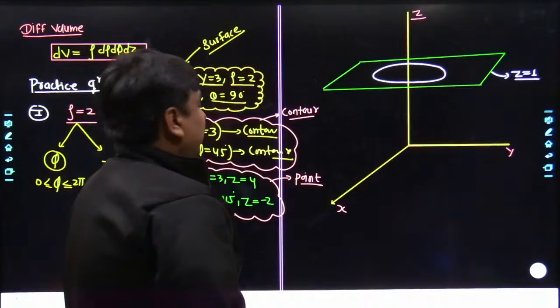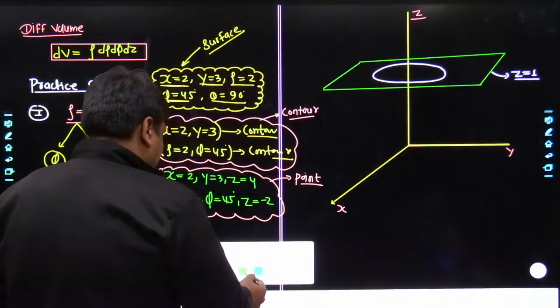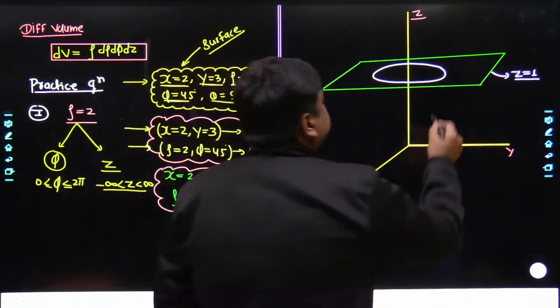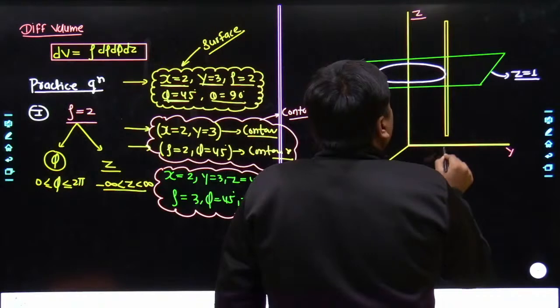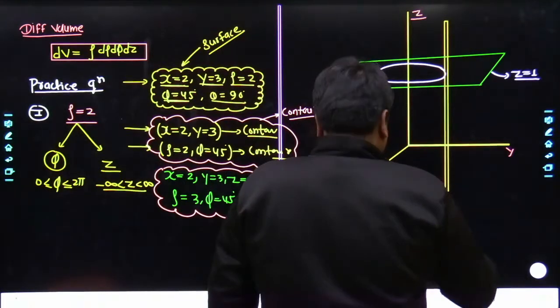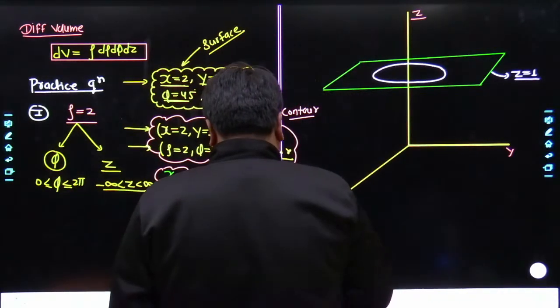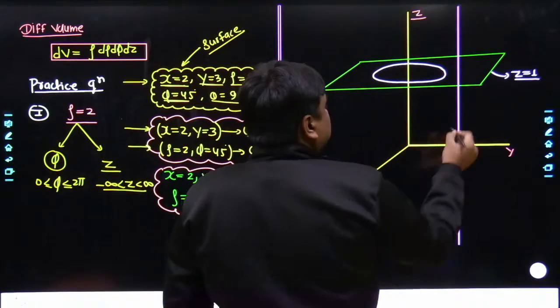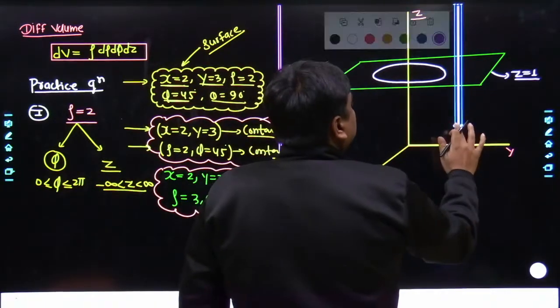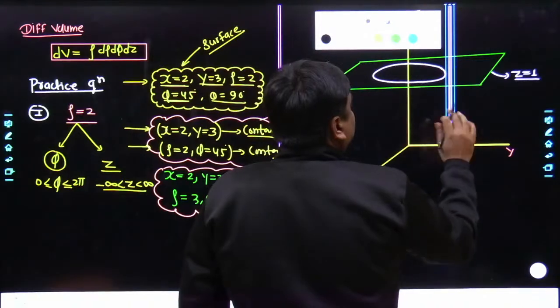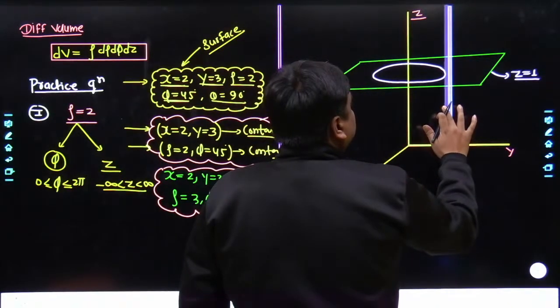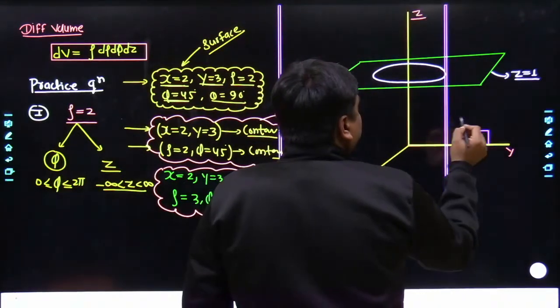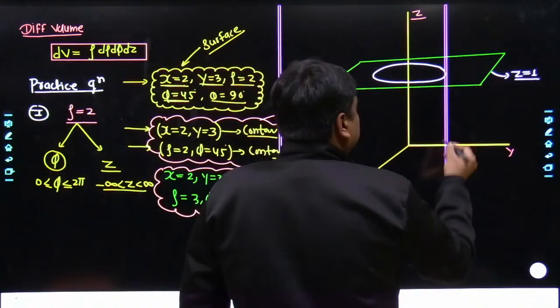Agreed now? So what I can do now, let me change the color. I can take the reference of this circle and I can draw a cylinder now. Yes, everybody would agree on this.